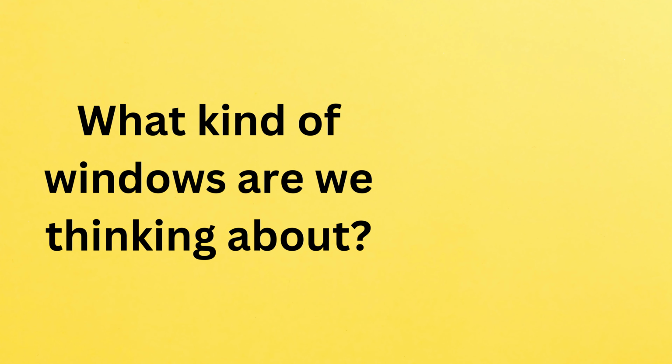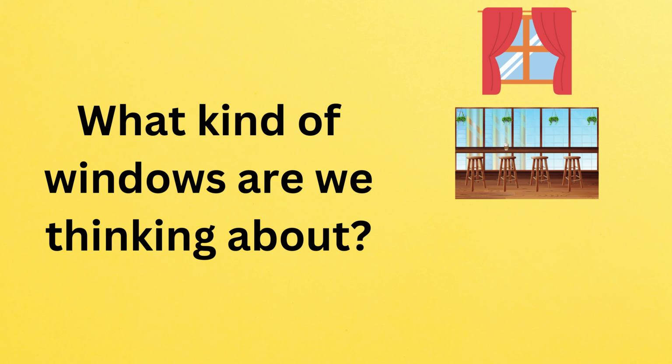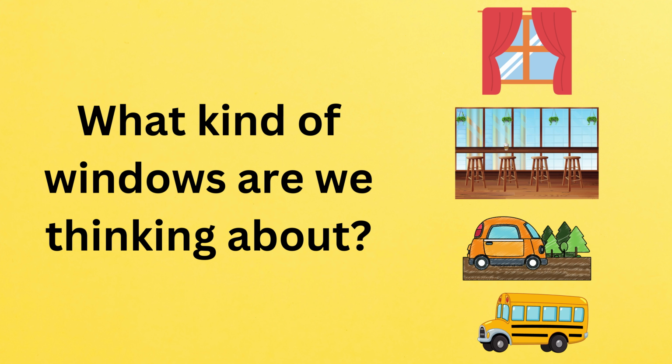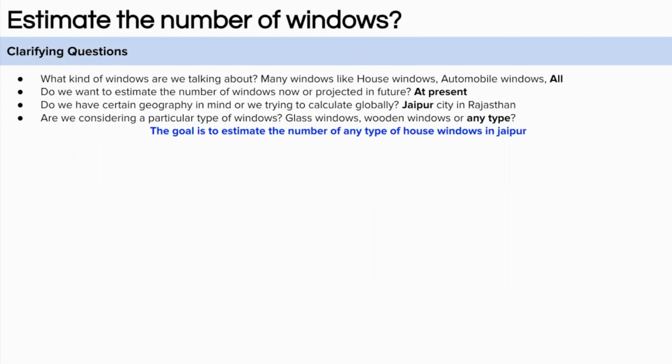Because there can be different kinds of windows, like windows in residential houses, windows in commercial institutions like shops, hospitals, schools. There can be windows in automobiles as well, like windows in personal vehicles or windows in public transport. I can broadly think of all these kinds of windows. Do let me know in the comment section if you know other kinds of windows that are also applicable here. Assuming that the interviewer wants us to calculate all these kinds of windows.